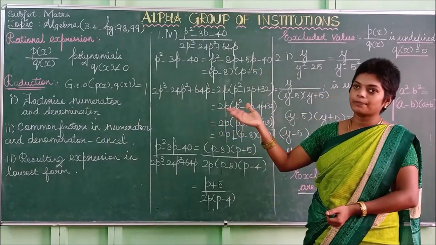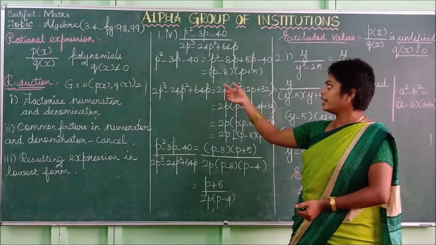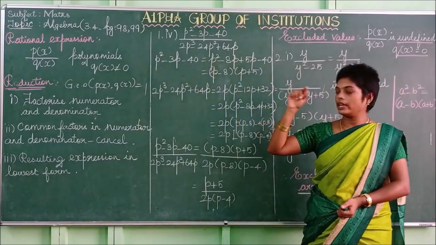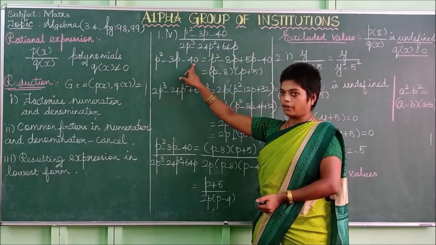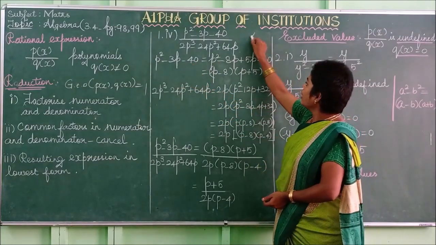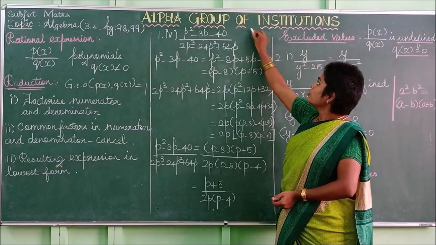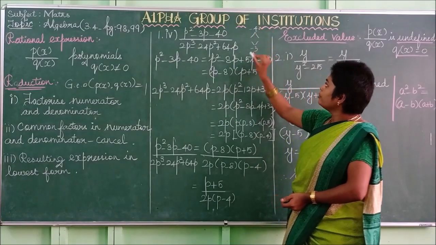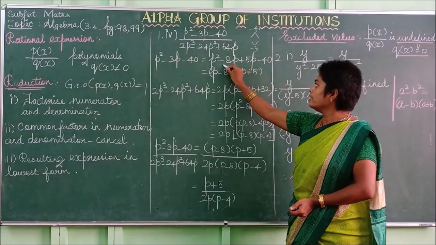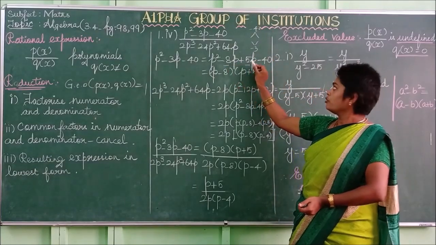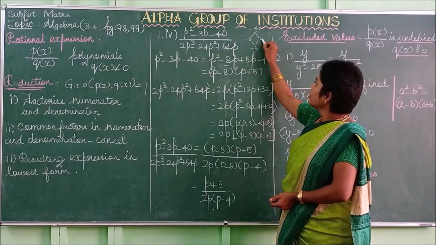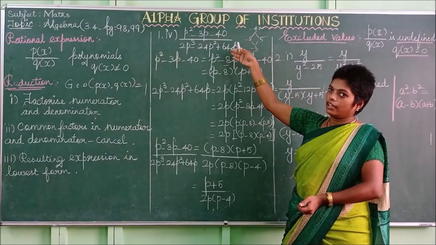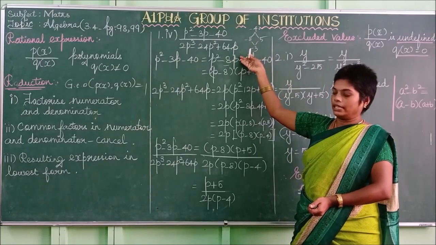First you have to factorize both the numerator and denominator. First you find the factorization for the numerator. What is the numerator value? P square minus 3p minus 40. When you multiply the two numbers, you get minus 40, and when you add them, the value will be minus 3. So what are the two values? Minus 8 and positive 5. If you multiply these two numbers, you get minus 40. If you add those numbers, you get minus 3.